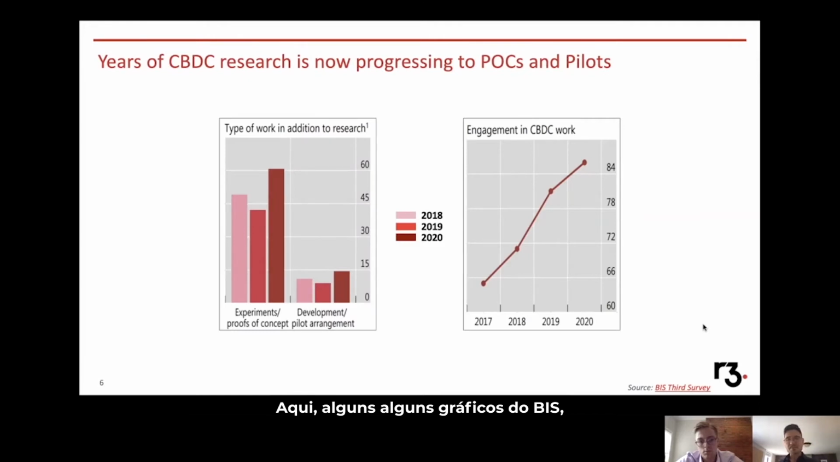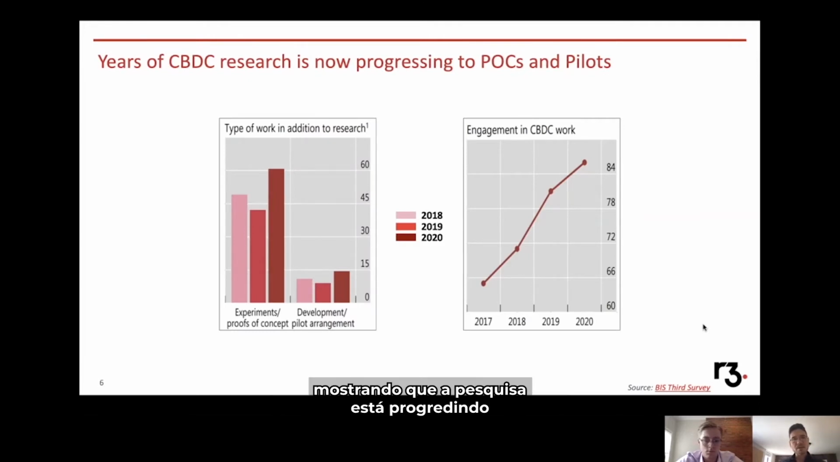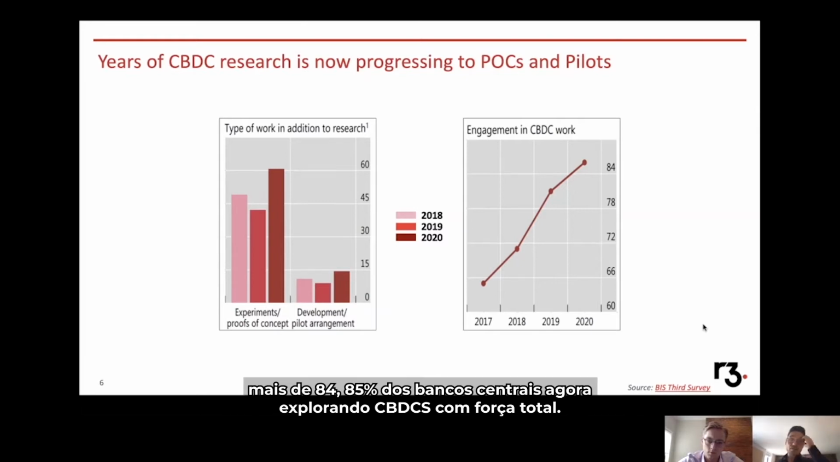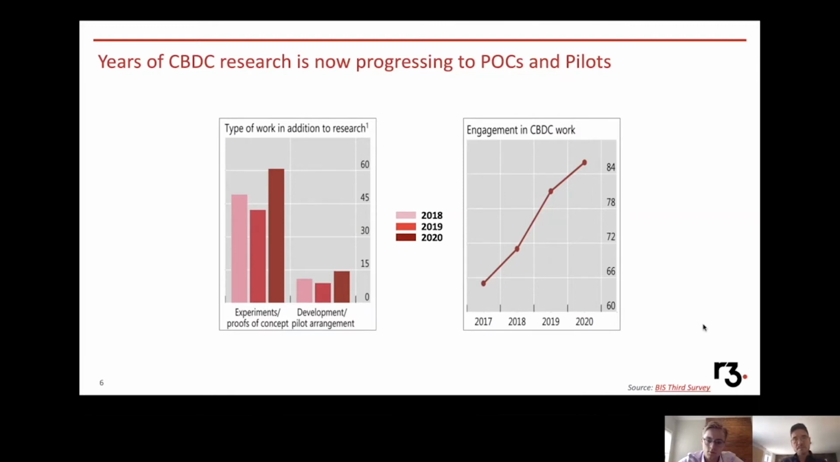And as you can see, there's other pockets of development going on in a much more accelerated fashion. Here too, some graphs from the BIS showing that research is now progressing from research and development into POCs and pilots. So lots more activity going on. And again, an acceleration here on the right of engagement in CBDCs, where we see now over 85% of central banks now really exploring CBDCs in full force.